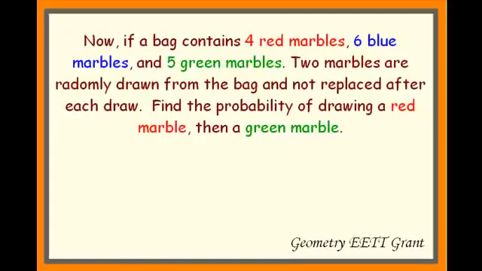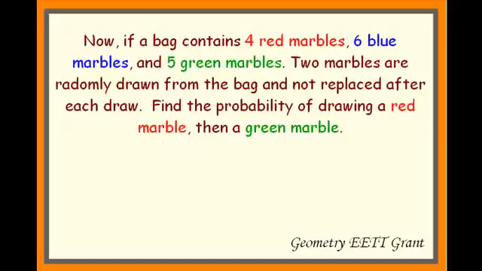Now this problem is a very similar setup, but it's a little bit different. What do I mean by that? Well, we're still starting with 4 red marbles, 6 blue marbles, and 5 green marbles. Still going to draw 2 marbles out randomly from the bag. But this time we will not replace after each draw. Now, what does that mean? That means when I draw that red marble out, I'm going to set it aside. I'm not going to put it back in the bag for it to be possibly drawn again the next time.